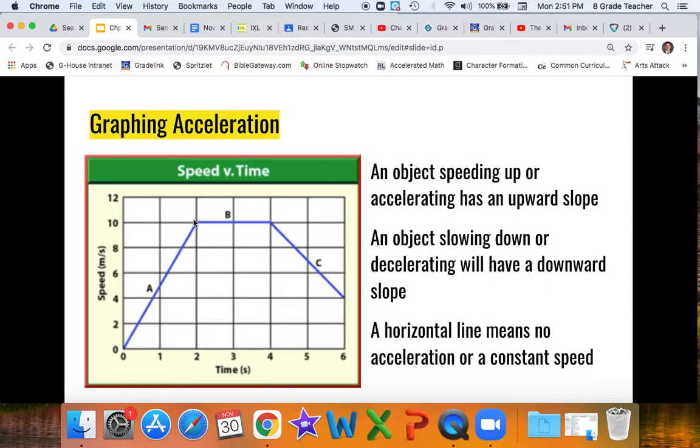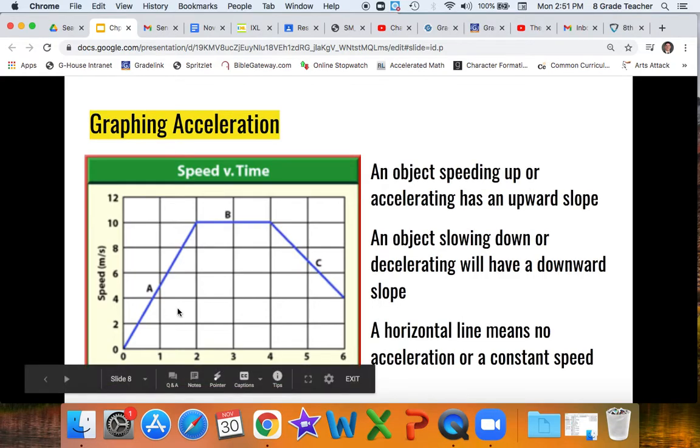Now look at section C. Between 4 seconds and 6 seconds, the object slows down from 10 meters per second to 4 meters per second, right here. The acceleration is negative 3 meters per second squared. On the speed and time graph, the line in section C is sloping downward to the right. An object that is slowing down will have a line on the speed time graph that slopes downward. So if you're slowing down, it's going down. If you're speeding up, it's going up.